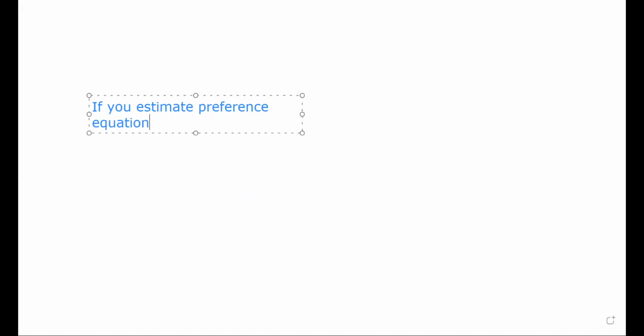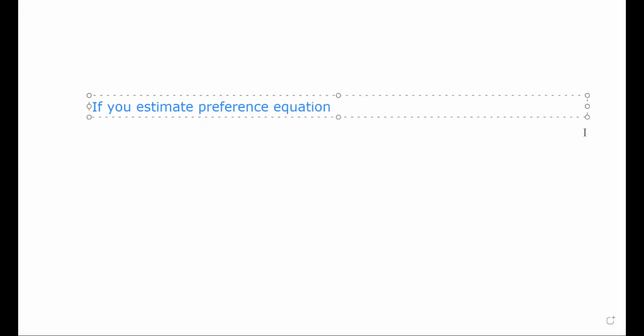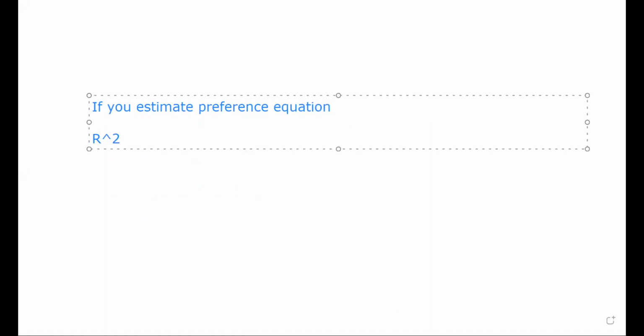Okay. If you estimate a preference equation, for example, if you ask the respondent, which kind of car do you like? Usually, if you estimate this one, you will get R square around 0.3 until 0.5. Is it a bad estimate? No.